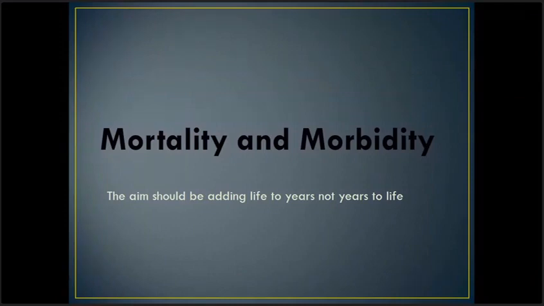Mortality. Multiple sclerosis decreases the lifespan of patients, especially those with severe multiple sclerosis, by 5 to 7 years from the normal population, but the morbidity is the main issue. So the aim of a treatment should be adding life to years, not years to life. He may live, but will be crippled from the third decade of life. What kind of life is this? But we should add life to years.